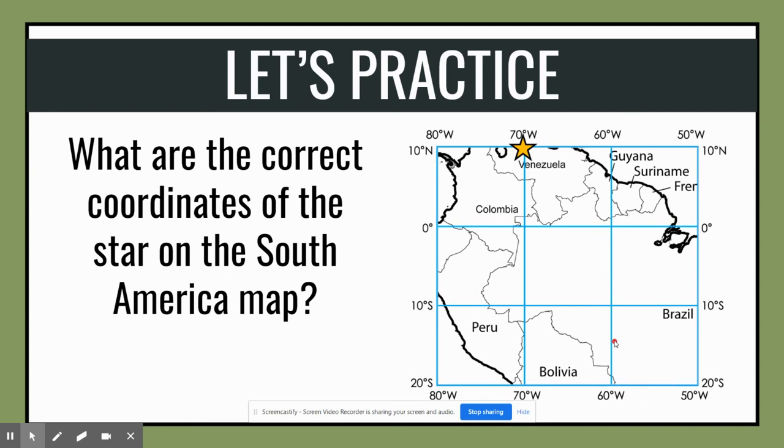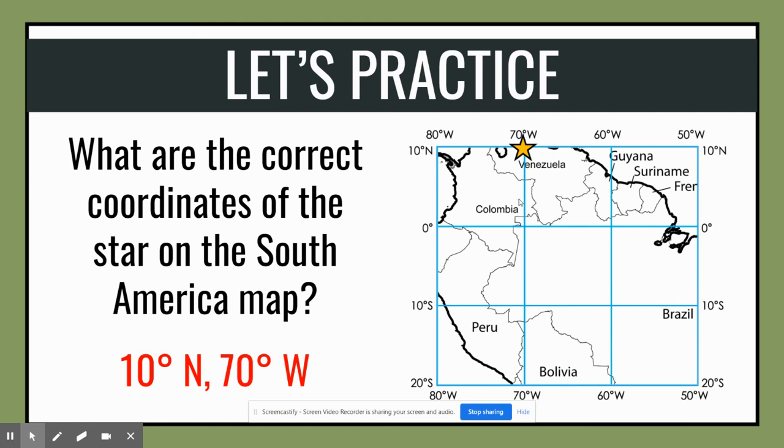Okay, the next one we see up here is Venezuela. So looking at the left side, we're going to see 10 degrees north. Okay, so this line up here is 10 degrees north, and then the longitude line is 70 degrees west. So let's see if it's 10 degrees north, 70 degrees west.